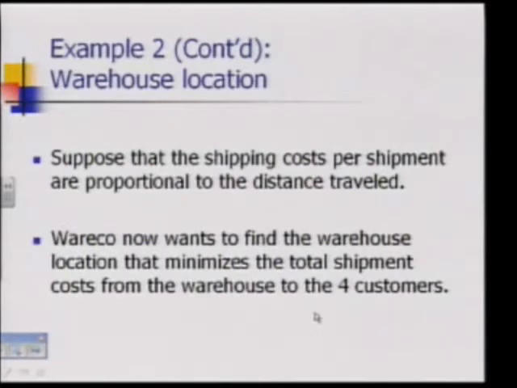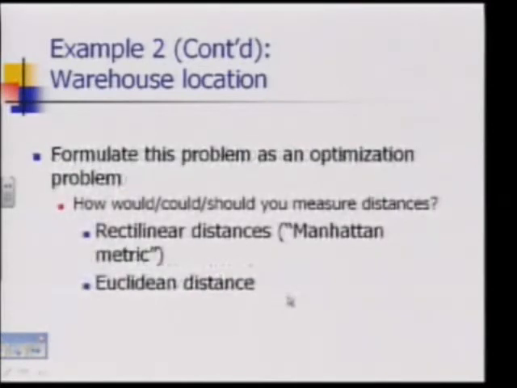Would you want to do some type of weighting, use the number of shipments to multiply against the distance from the warehouse to each one of the customers? Okay, yes, that's a very good suggestion. So we need to formulate this problem as an optimization problem where, for instance, depending on how we measure the distance between the warehouse location and each customer's location, right?